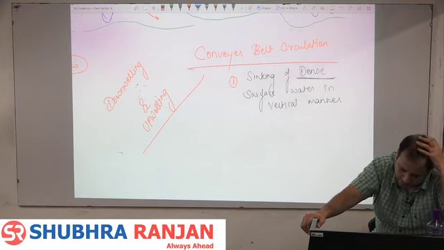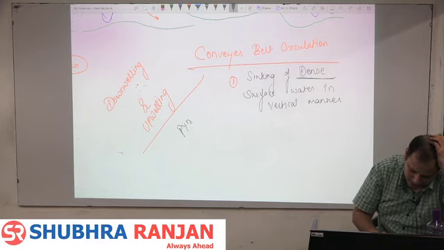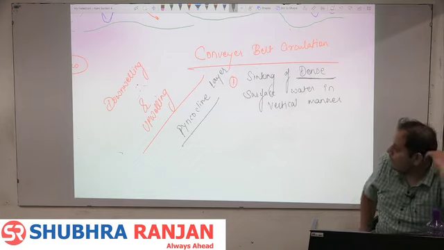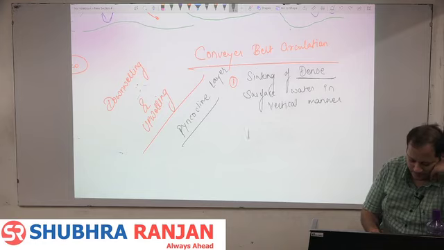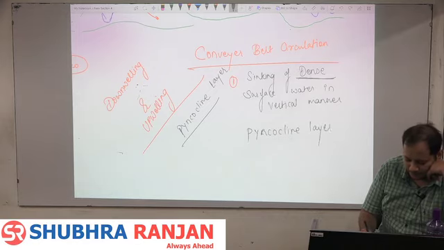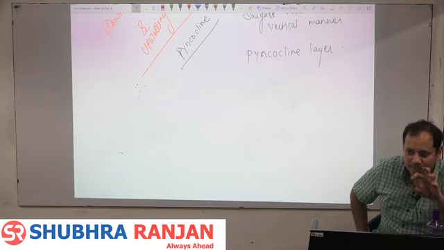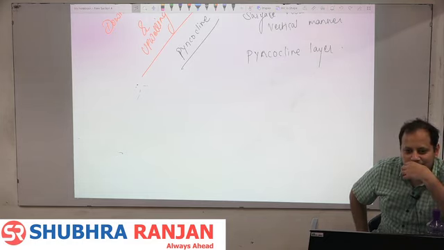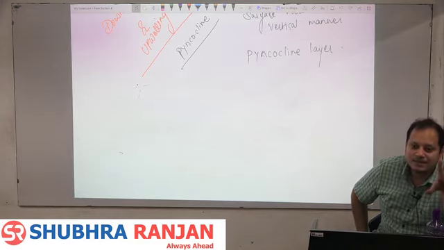Next point, downwelling occurs only when the pycnocline layer is absent. अब ये लेयर क्या है? पढ़ना नहीं है, सिर्फ समझ में आना चाहिए। What is thermocline layer? जहां पे टेम्परेचर सडनली डिक्रीजेस। व्हाट इज हेलोक्लाइन लेयर? जहां पे सैलिनिटी सडनली चेंज होता है। व्हाट इज पाइनोक्लाइन लेयर? जहां पे डेंसिटी सडनली चेंज होता है। गेटिंग इट?